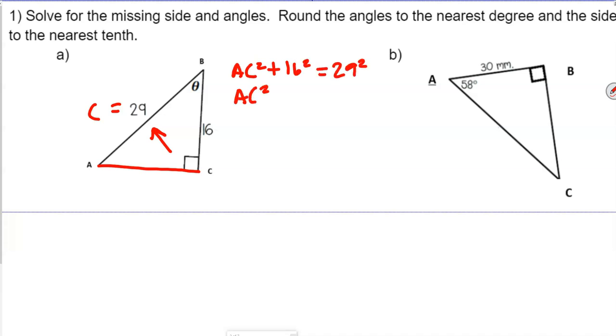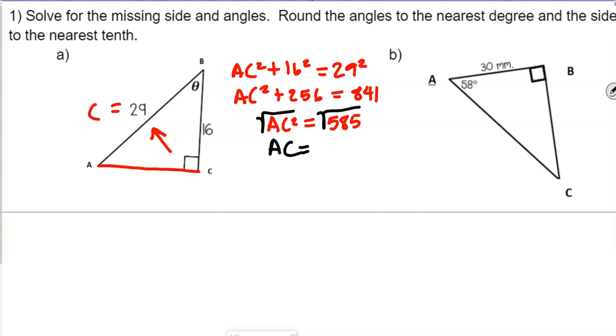That would give me AC squared plus 256. And when I square 29, I got 841. Then we subtract the 256 from the 841, right? So AC squared is going to be equal to 585. And then remember, we got to take the square root of both sides, right? Okay. So AC here is going to be equal to 24.2. So that's our first answer, right?